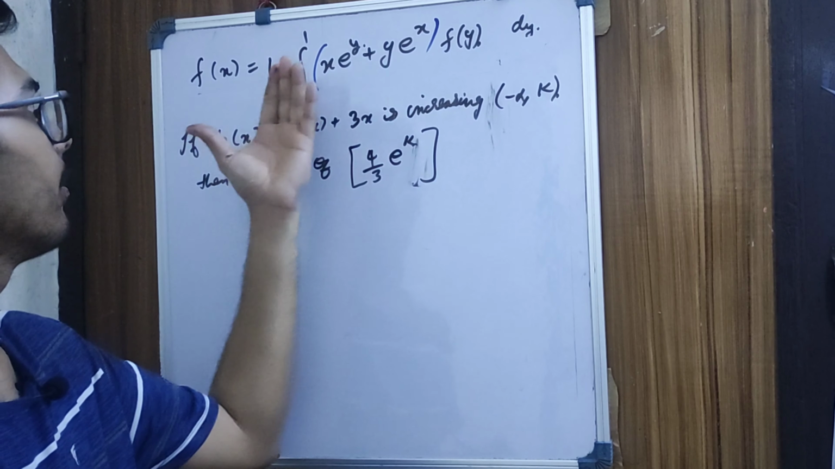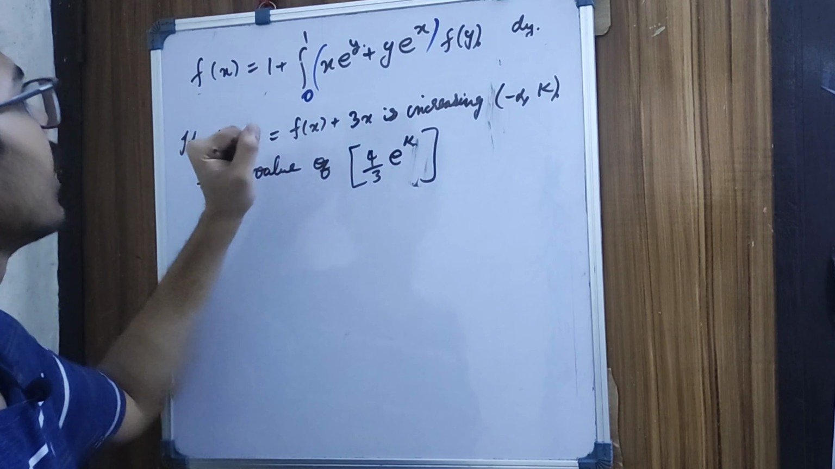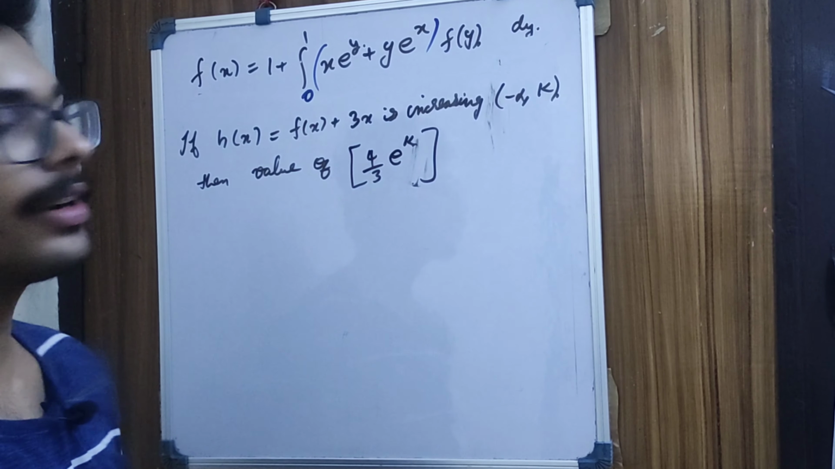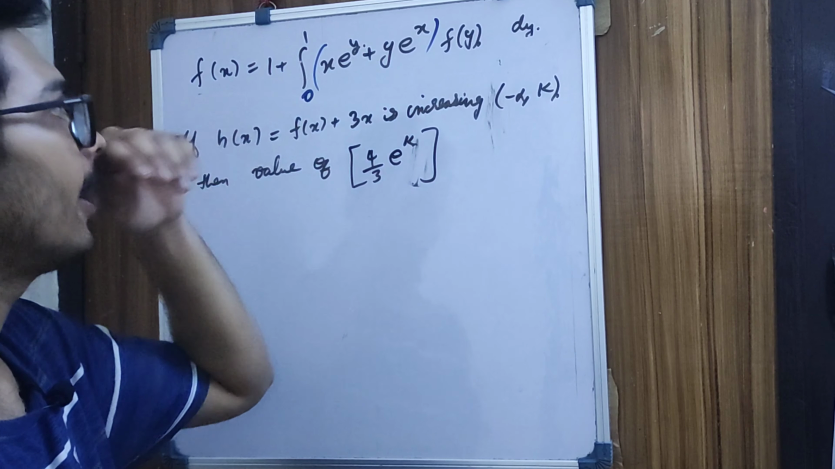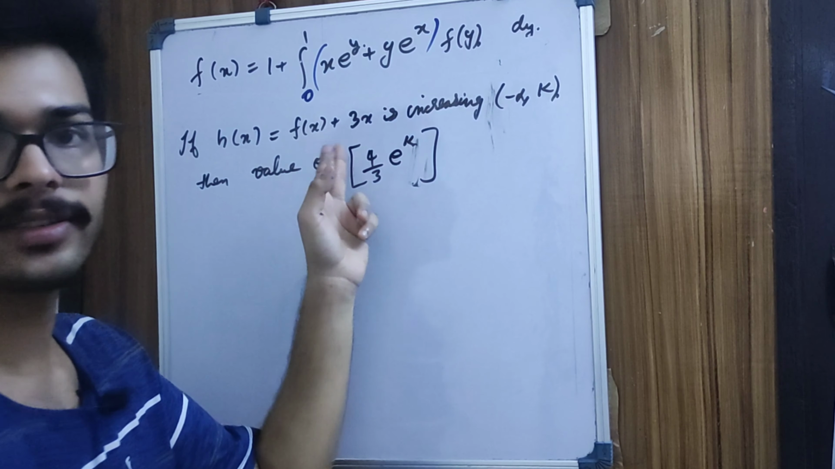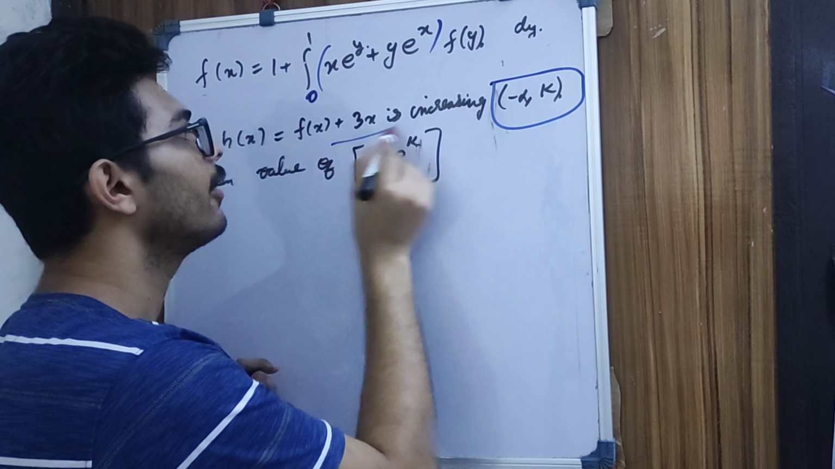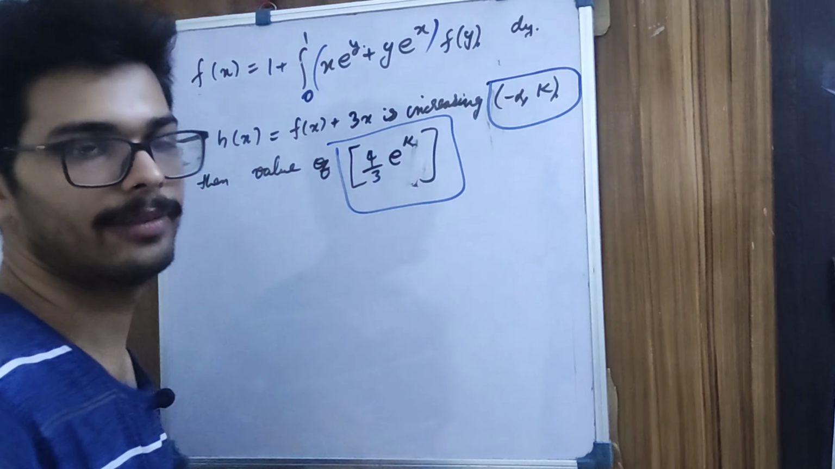We have a question here, and in this question f of x is given as f of x equal to 1 plus integral 0 to 1 of x e raised to y plus y e raised to x f of y dy. If h of x equal to f of x plus 3x is increasing in this interval, then the value of 4 by 3 e raised to k will be.